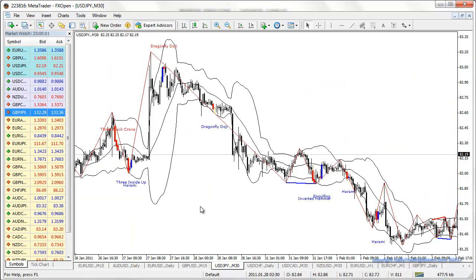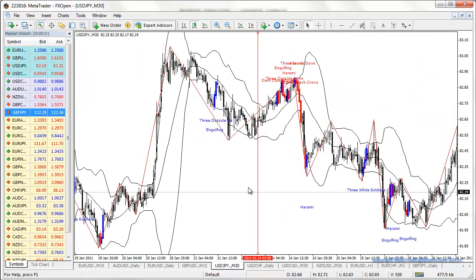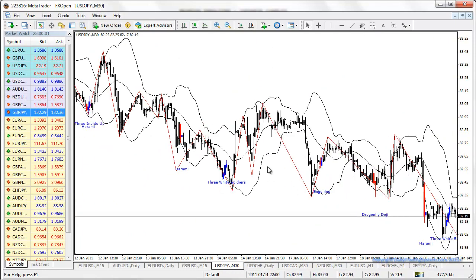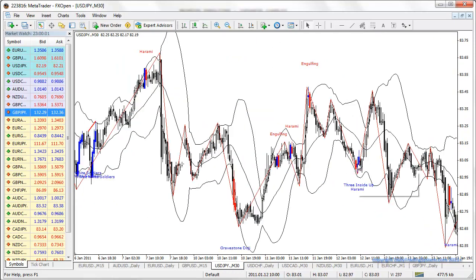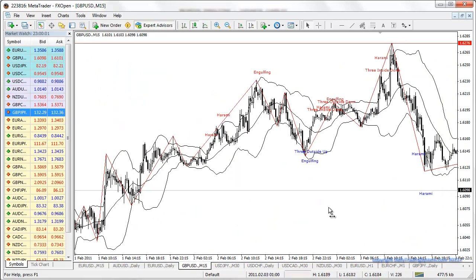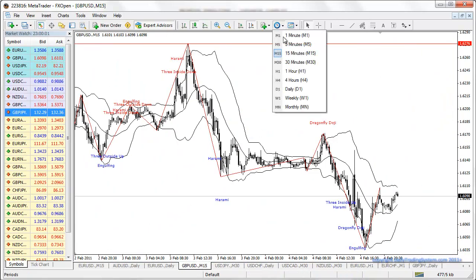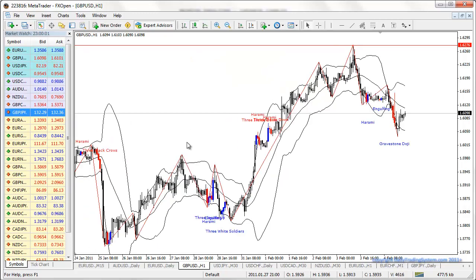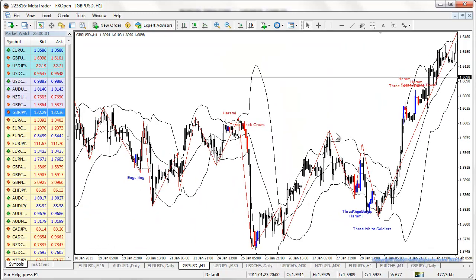Let me just try a different one. Okay, they all seem to be showing engulfing. They all seem to be gapping up. Okay, that's kind of typical, really, when I'm trying to show you some examples and they're not letting me show you.